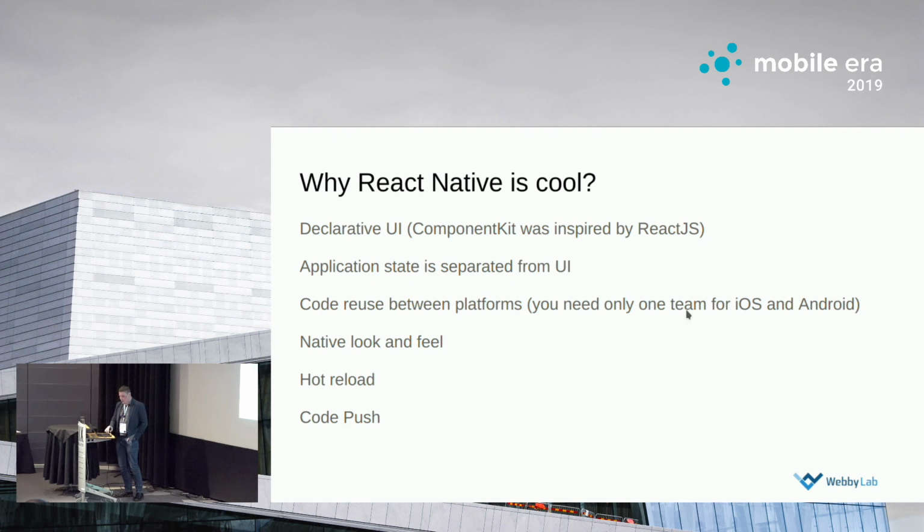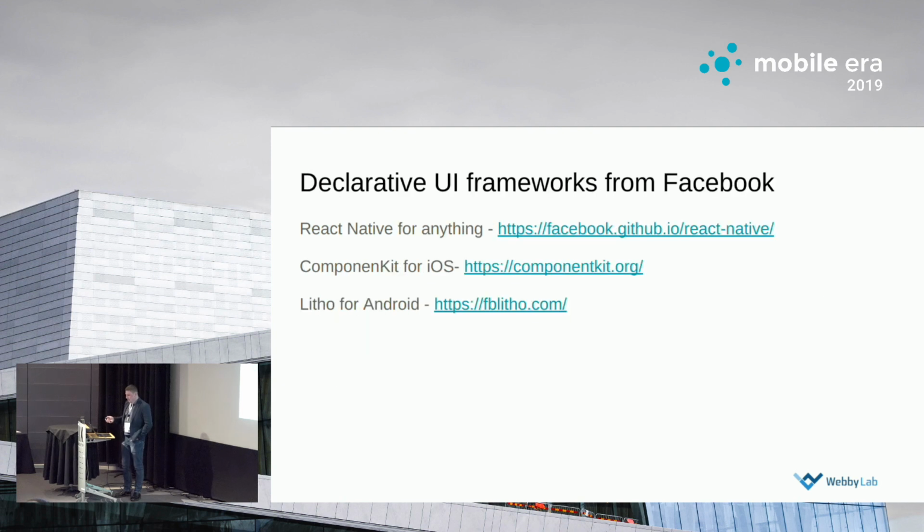Okay, so we have declarative UI. We have application state separated from UI. And in this case, we need a library to manage our application state. With React Native, we can reuse code between different platforms. We can have hot reload, code push. So, rather interesting technologies here.